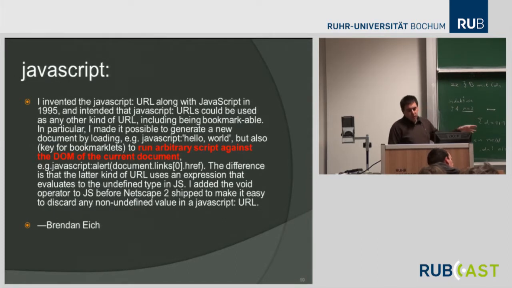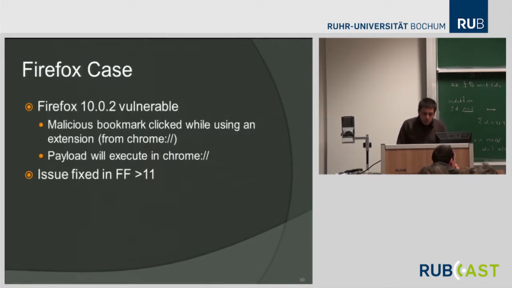And this is the definition from basically the guy who created the JavaScript URI. And he said, and you can read, it is also key for bookmarklets to run arbitrary script against the DOM of the current document. That's the design function, and it was created for that reason. But at the same time, the design can be abused. So you can run JavaScript in the current document, so you can have cross-site scripting, or you can have cross-content scripting.